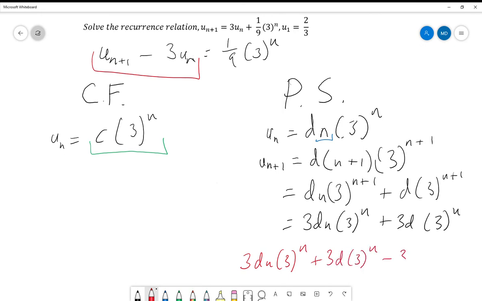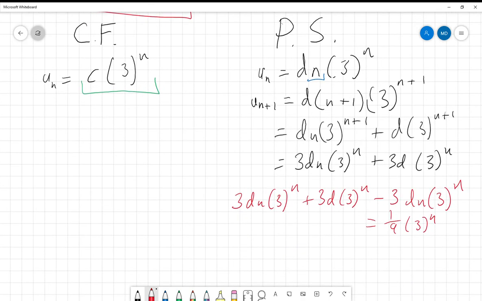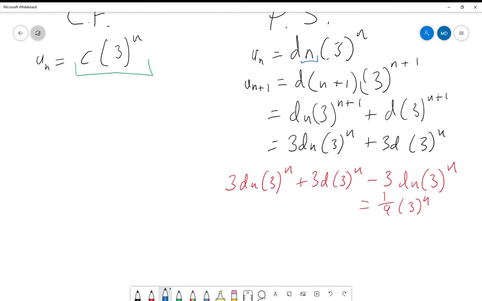Subtract 3 lots of dn 3 to the n, and we want that to be equal to 1/9 times 3 to the n. And now what you should see is why it's vitally important to have this n term. Without it, notice that this term here and this term here cancel completely. And those are the n's that we added.